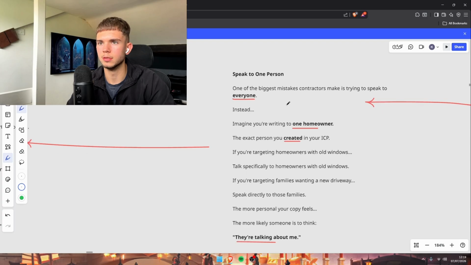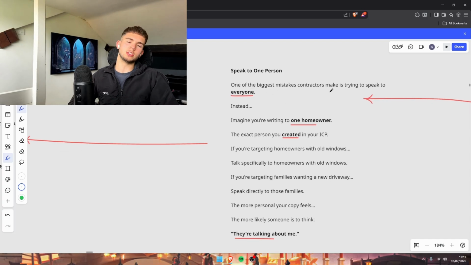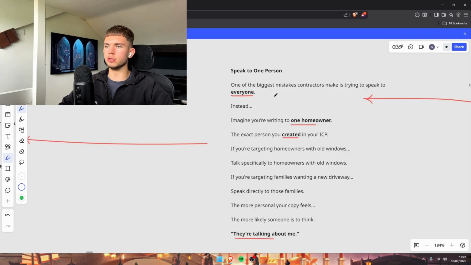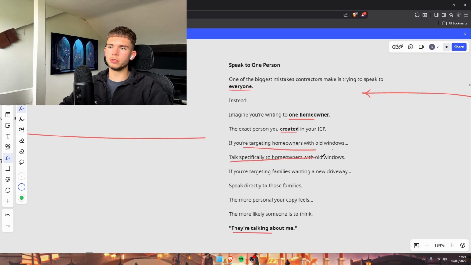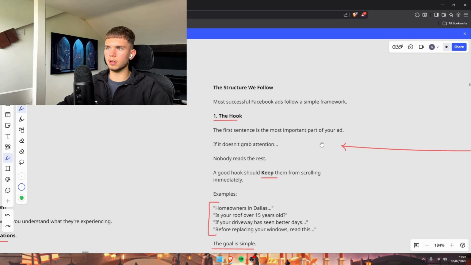Speak to one person in your ad copy, right? One of the biggest mistakes contractors make is trying to speak to everyone. So instead, imagine you're trying to speak to one homeowner, the exact person you created in your ICP, whether that's John, Susan, Bill, Garrett. If you're targeting homeowners with old windows, talk specifically to homeowners with old windows. If you're targeting families wanting a new driveway, speak directly to those families. The more personal your ad copy feels, the more likely someone is to think they're talking about me, right?